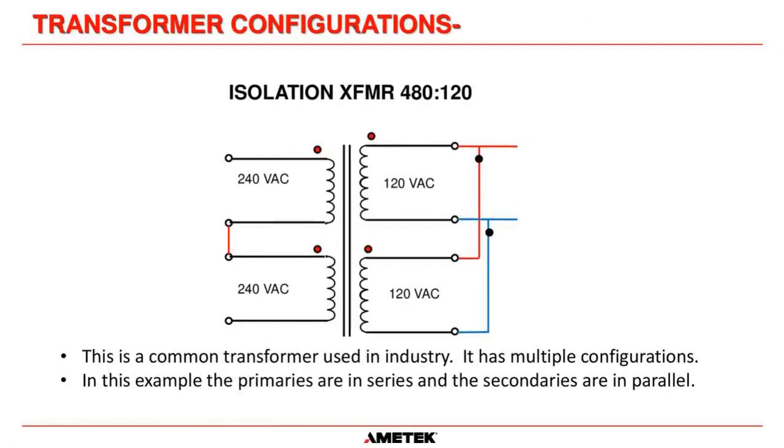Here is a common transformer used in industry, often used in bypass sources on single-phase UPSs. It's got two primaries, or two primary windings, and two secondaries. In this configuration, the output, which is probably the most common we see, is 120 volts and 480 on the input.